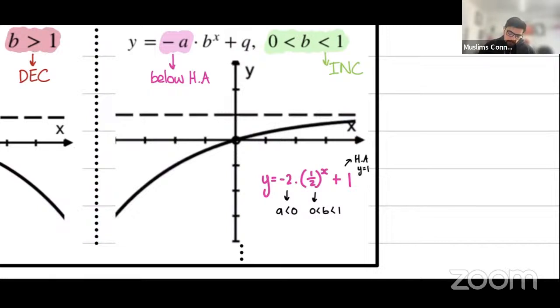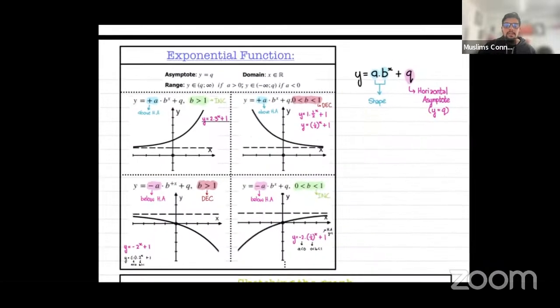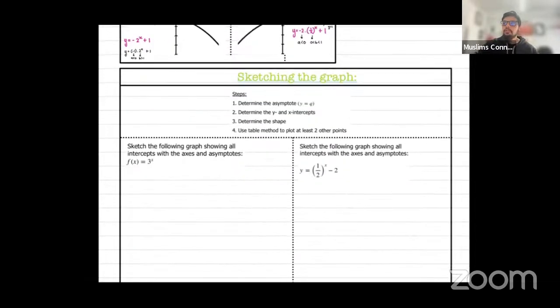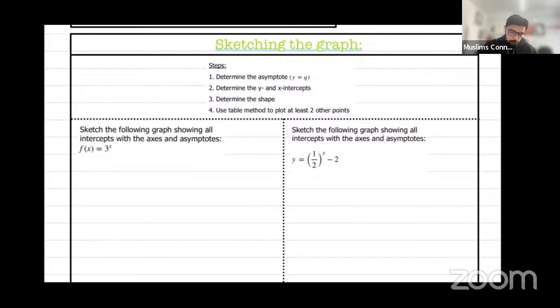Okay, now that being said, let's go ahead and look at some examples. I hope this makes sense. This is very important and best to memorize. Let us talk about sketching the function. So there are 4 steps. First, you must determine the asymptotes, determine the intercepts, determine the shape. Then use the table method to plot at least 2 other points. That just depends on what the question says.